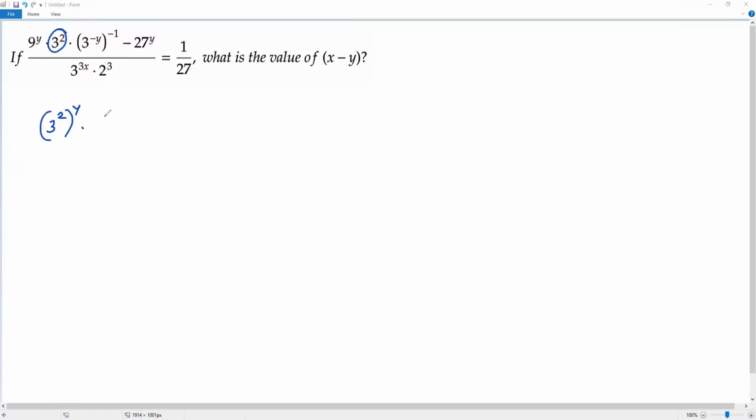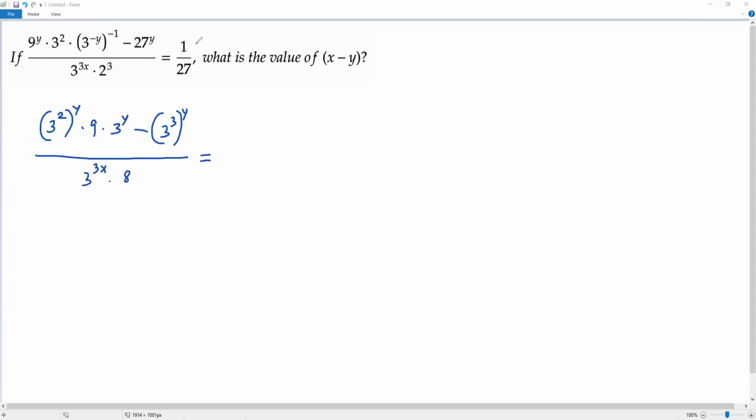We can write this 3 squared as 9, times. Here a power is raised to another power. We can multiply these two exponents using the power of a power rule in exponents. Then we get 3 to the power of negative y times negative 1, which is just y. Negative, we can write this 27 as 3 to the third power. We can take this exponent y as it is, divided by, we can write this one as it is, that is 3 to the power of 3x times the value of 2 to the third power, which is 8.